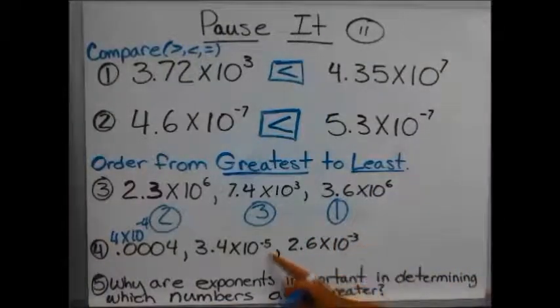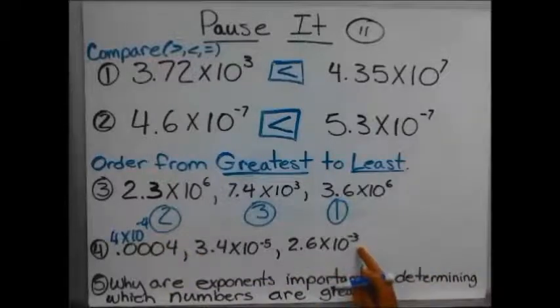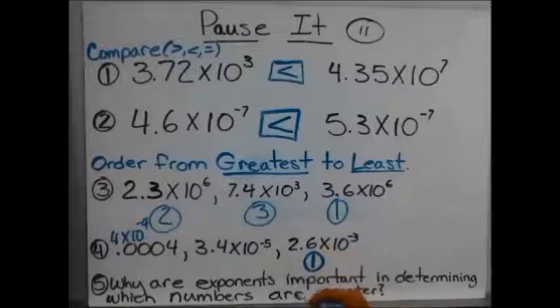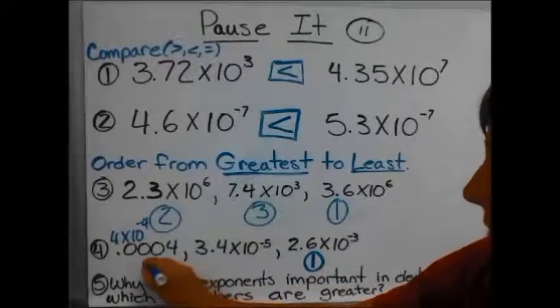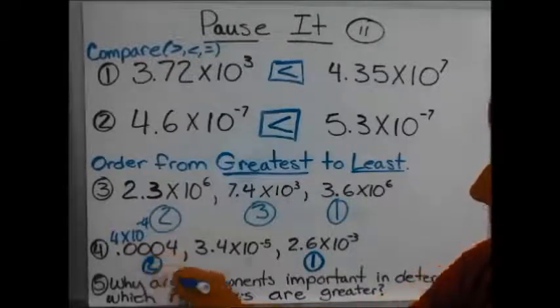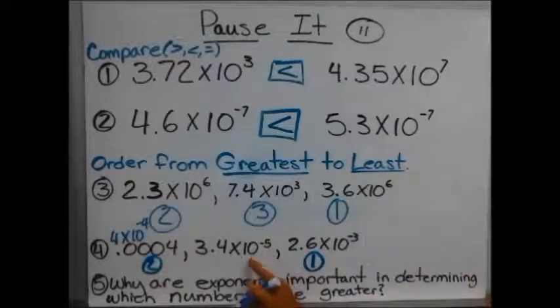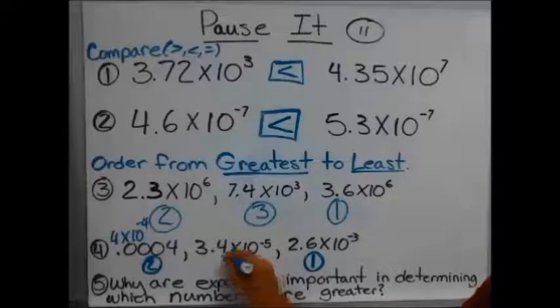I have negative 3, negative 5, and negative 4. Negative 3 is closer to 0, so this is going to be my larger number. Negative 4 is the next closest, and the exponent of negative 5 is going to be my smallest number, my least number.